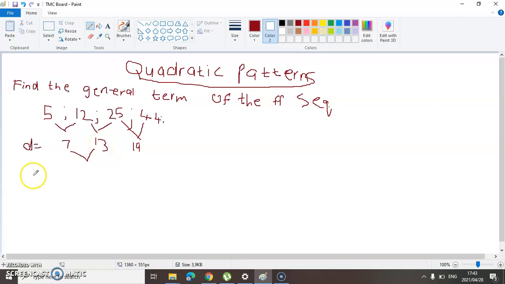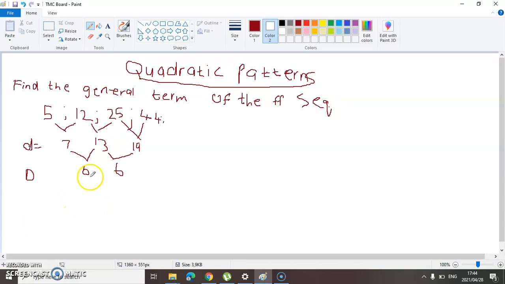Now the second difference, we call it big D. Small d for the first difference and big D for the second difference. All right, so 13 minus 7, what is that? We get 6. And then 19 minus 13, what do we get? We also get 6. So what turns out from this? It turns out that the second difference is constant. Constant is just a fancy English word that means same.